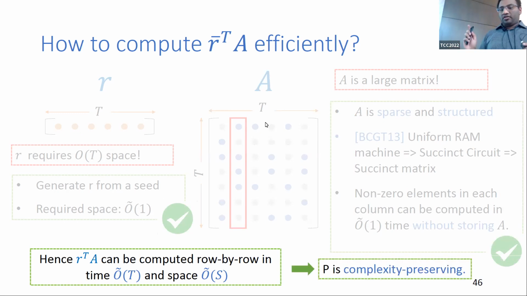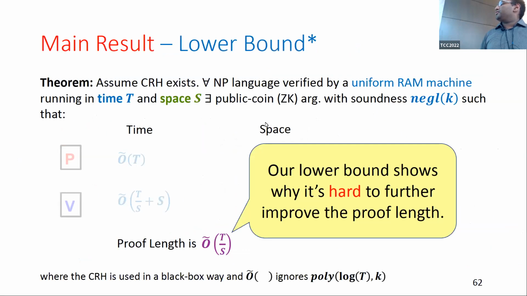And therefore the overall complexity of the prover is complexity preserving. So now basically we move on to our lower bound. I just want to say some words about that as well.